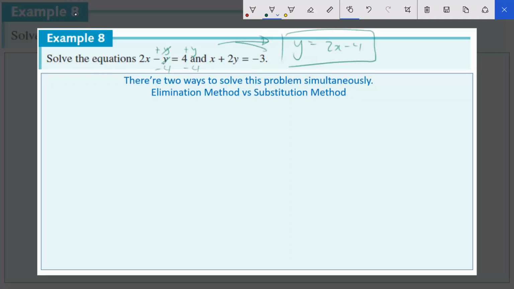Same thing with this one. If you rearrange this equation, this is x plus 2y equals -3. If you minus x on both sides, you get 2y equals -3 minus x, and then you divide both sides by 2, you get negative x on 2 minus 3 on 2. And that's a linear equation again.